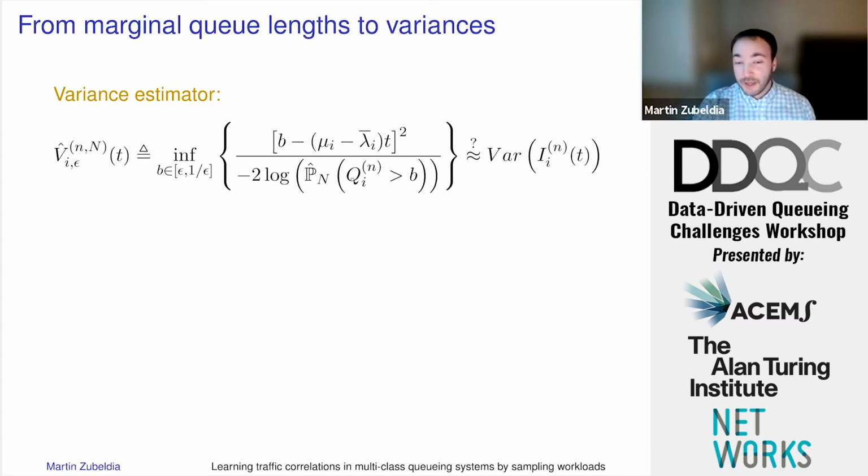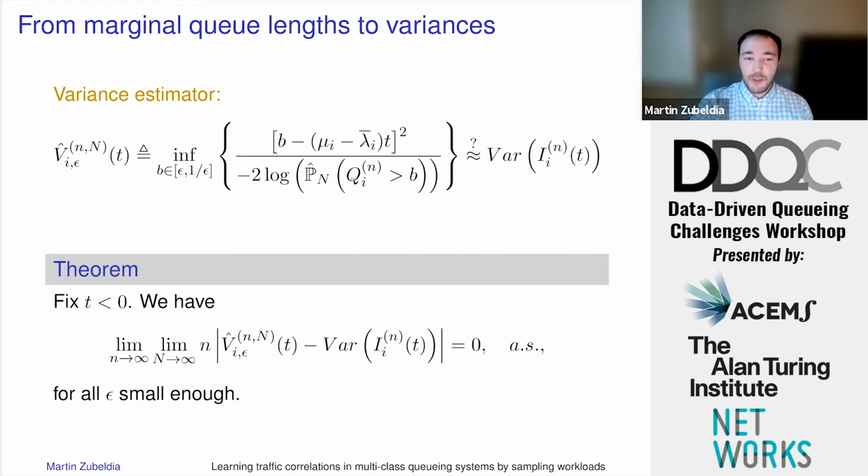And what we actually show is that yes, this is in fact a good estimator for the variance. So we show that for every fixed time, if you take the limit first as the number of samples goes to infinity, and then as the number of superimposed sources goes to infinity, then the estimator actually does converge to the true variance almost surely for all epsilon small enough. So if you take this compact interval sufficiently large, then the infimum will fall inside this interval, and we're good to go. This converges, and it's a good estimator.